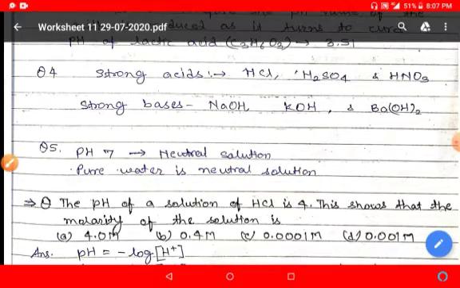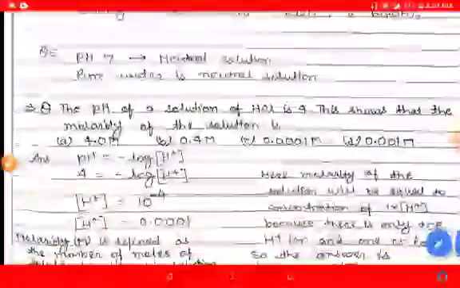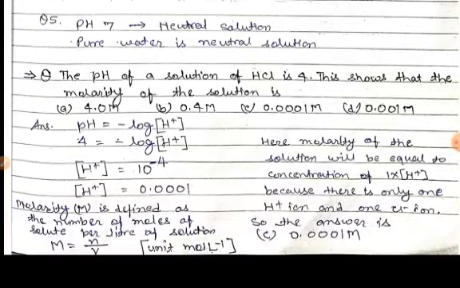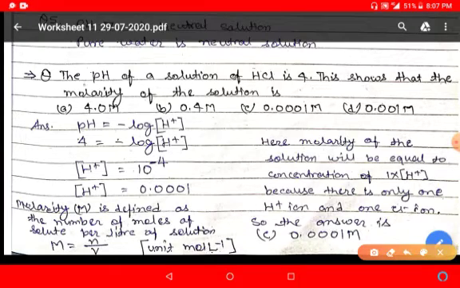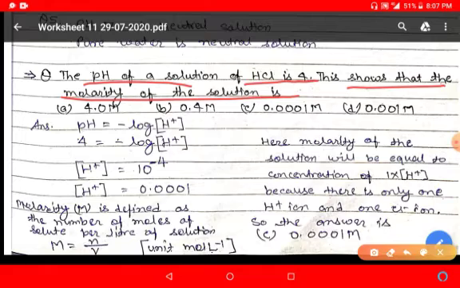Again, we have taken these questions for a better understanding of the molarities and the concentration of hydrogen ions. This question: the pH of a solution of HCl is 4. This shows that the molarity of the solution is 0.001 M.